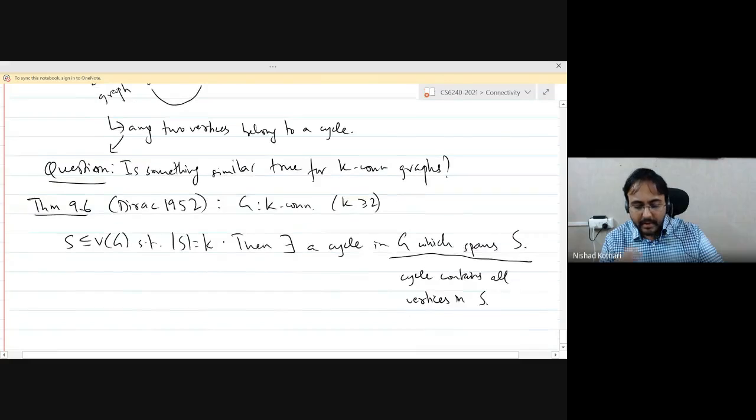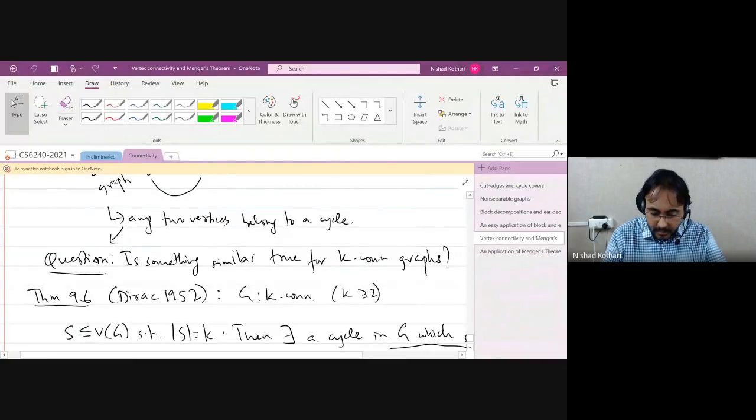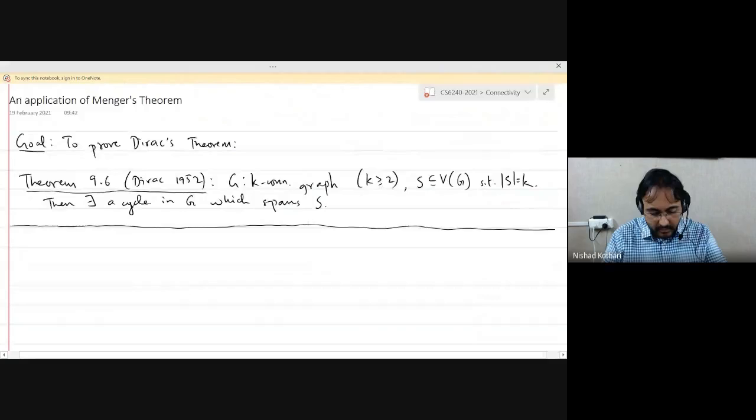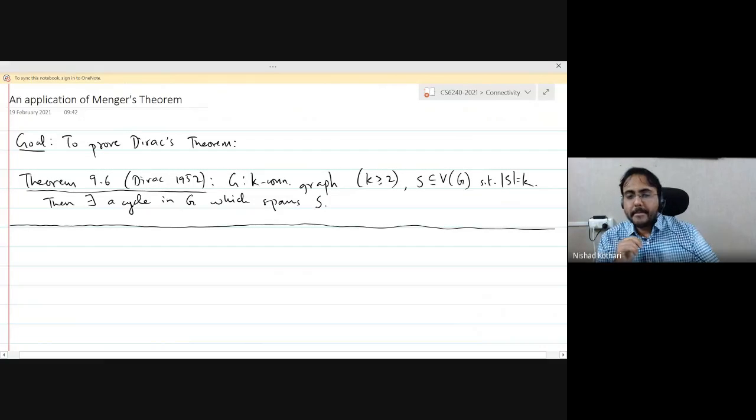There is a theorem of Dirac from 1952, which says that for any k-connected graph where k is at least 2, you pick any set of k vertices, and there is a cycle containing all of these k vertices. Right? So they participate in a common cycle. While for k equal to 2, this just follows from the definition, this does not follow from the definition for greater values of k. So we need to prove this. Okay, so that's our goal for today, apart from any other things we may do.